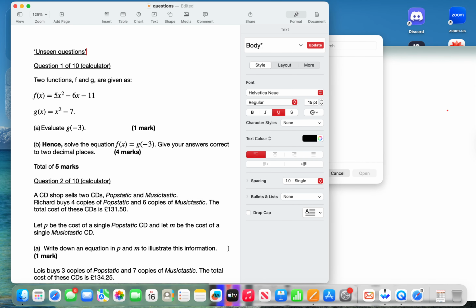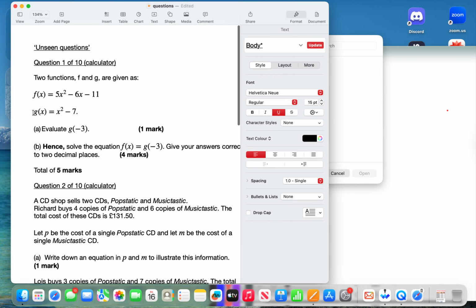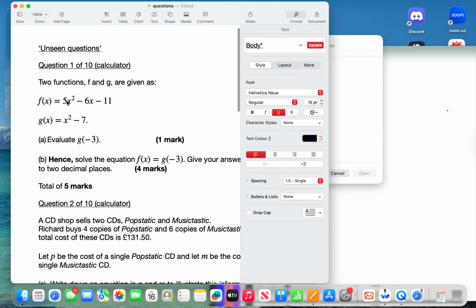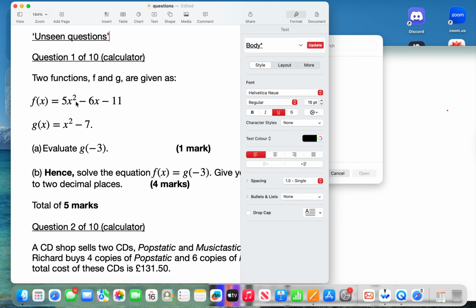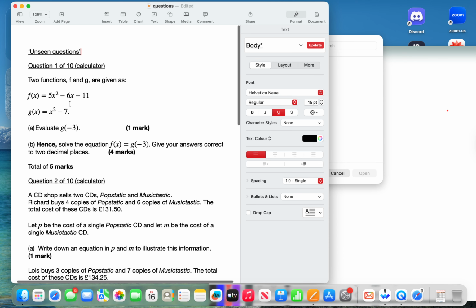This is the first of the 10 questions that I've designed. So we have two functions, f and g. I will zoom in. They are given as f(x) = 5x² − 6x − 11 and g(x) = x² − 7. There are two parts to this question.